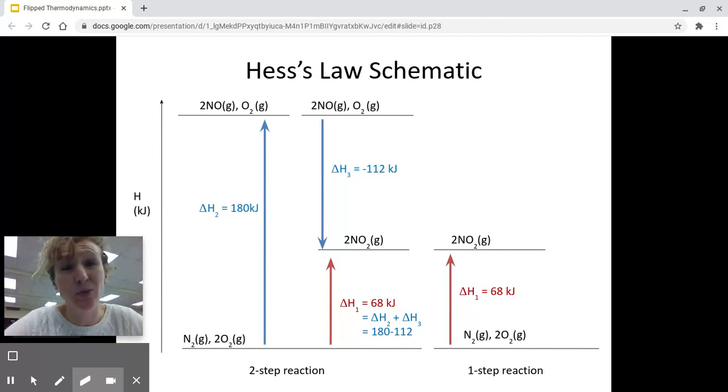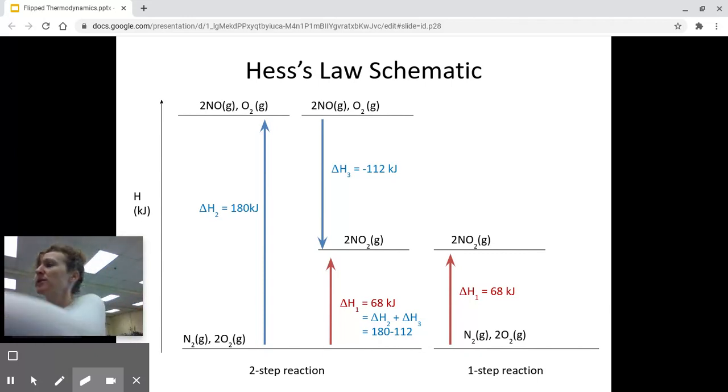Now, this is really convenient because some reactions are a lot easier to measure the enthalpy change for than other reactions. So if you're dealing with a reaction that's really tough to measure the enthalpy change for, well, you can look at a variety of other reactions that maybe already have the enthalpy change measured, or maybe they're a lot easier to measure, and you can actually build your final reaction from these others.